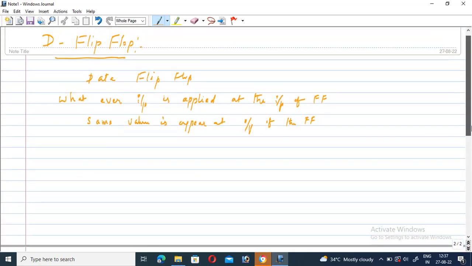Now let us see the truth table, the characteristic table for this. Here the clock is an enable signal, D is the input, and there is the output. When the clock is 0, there is no effect. When the clock is 1 and D is 0, the output is also 0. When the clock is enabled and D is 1, the output is also 1. So this is the truth table for the D flip-flop.